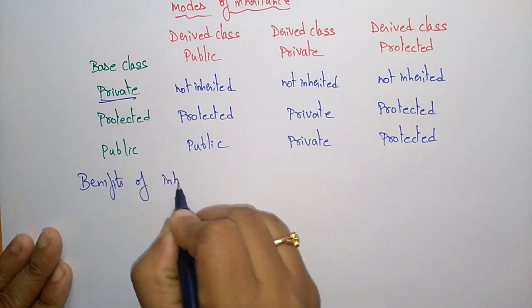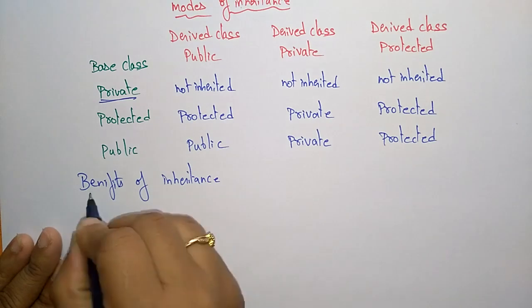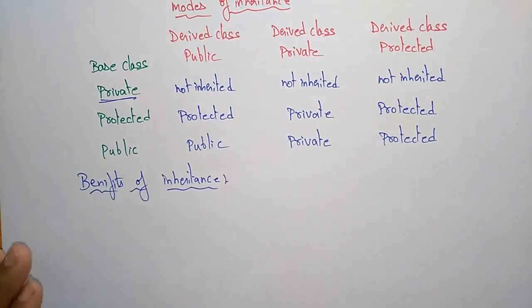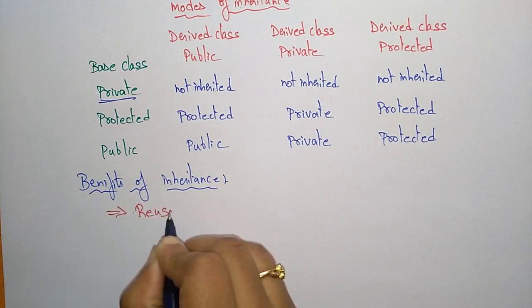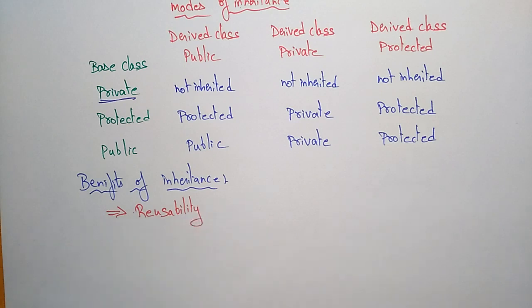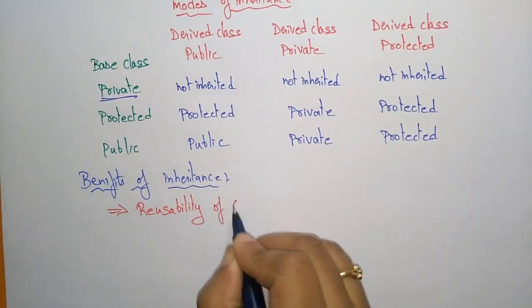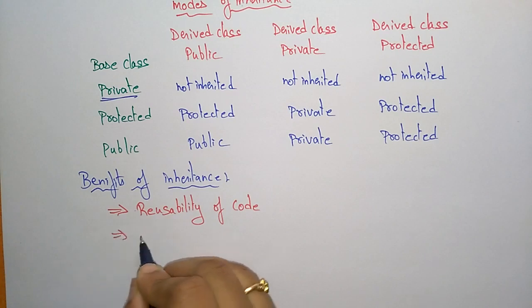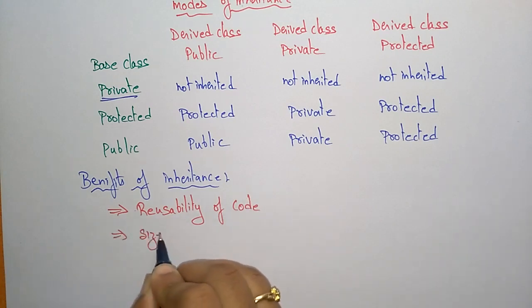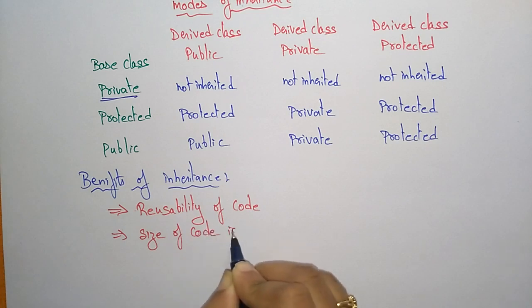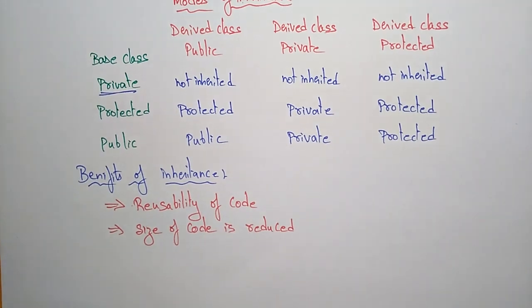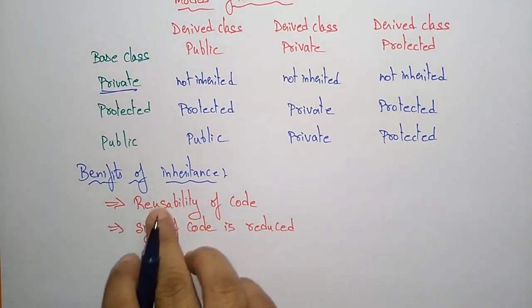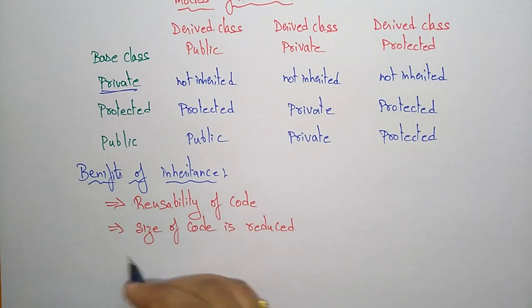Benefits of inheritance. So what are the benefits of inheritance? The first and most important one is reusability. Why are you using inheritance? Because of reusability of code. The next one is that the size of code is reduced. How is it reduced? Instead of declaring in every class, we declare it only in one class. So the benefits of inheritance are reusability of code, reduced size of code, and it follows the transitive property.